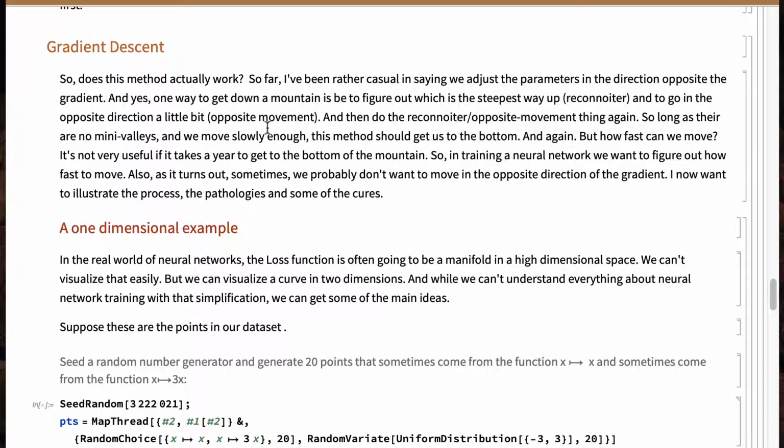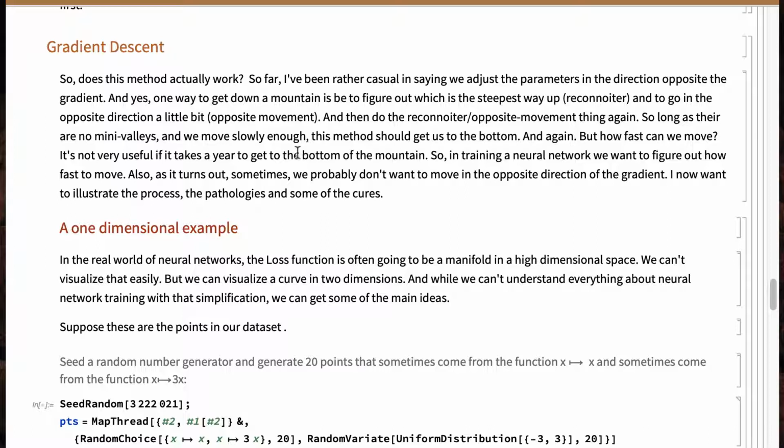And as long as there aren't any little mini valleys or bumps, or worse, cliffs or plateaus can be a bit of an issue, but as long as it's a nice, friendly, smooth mountain, and I move slowly enough, this method should get me to the bottom. And so that's why knowing the derivative is very useful. You know which way to move. But how fast can you move? Like if I move like an inch every time I do this assessment, it could take me a really long time to get to the bottom of the mountain, particularly if I started kind of high.